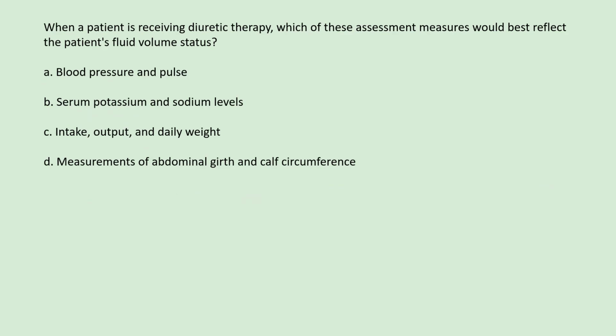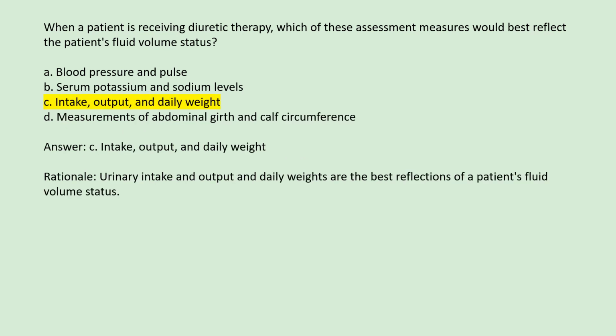When a patient is receiving diuretic therapy, which of these assessment measures would best reflect the patient's fluid volume status? A. Blood pressure and pulse, B. Serum potassium and sodium levels, C. Intake, output, and daily weight, D. Measurements of abdominal girth and calf circumference. Answer: C. Intake, output, and daily weight. Rationale: urinary intake and output and daily weights are the best reflections of a patient's fluid volume status.